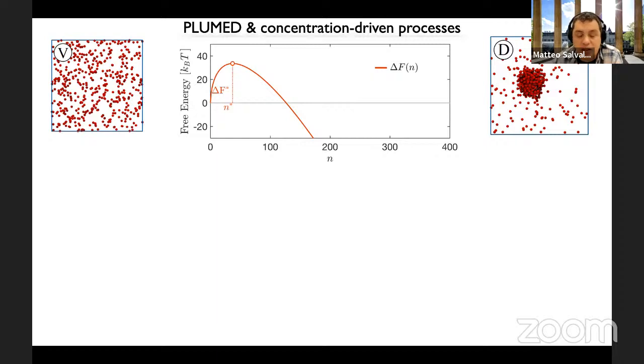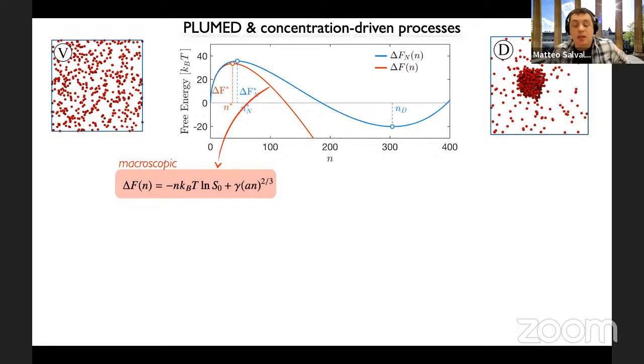Now, when we try to study this type of process in a molecular simulation, which is constrained and contains a fixed number of particles, what happens is that we observe an evolution over a free energy surface which is distorted with respect to the macroscopic counterpart. Typically, in a molecular simulation, as the droplet forms, as the system moves from no droplet at this end of the reaction coordinate to a droplet at the other end, the concentration in the metastable phase changes.